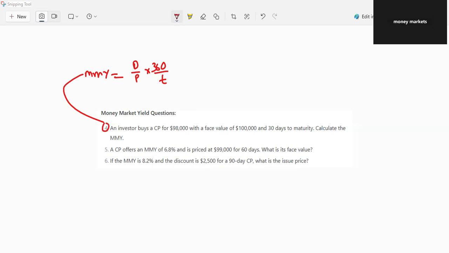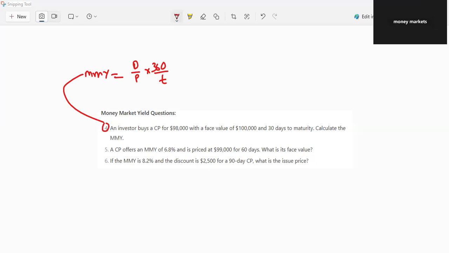So we discussed in this session that it is important to understand the money market yield. Money market yield is very important because it uses the price paid in its denominator. We should understand that it is based on the purchase price. So we looked at the formula for the money market yield, and we want to now look at the questions pertaining to that.